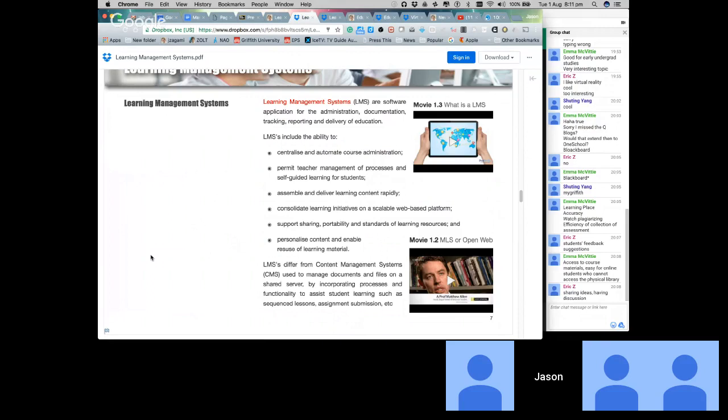And they put everything together in one location. This is one thing students particularly like, because they know that they go to the one website and all the material is there. They also make it portable and allow us to share things.